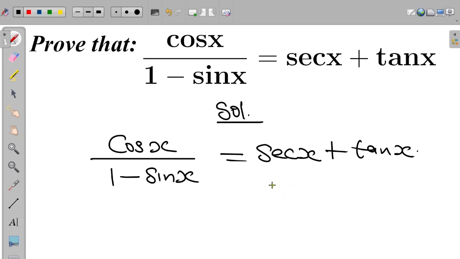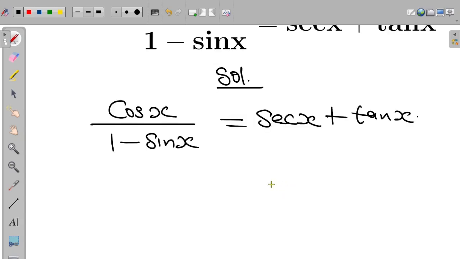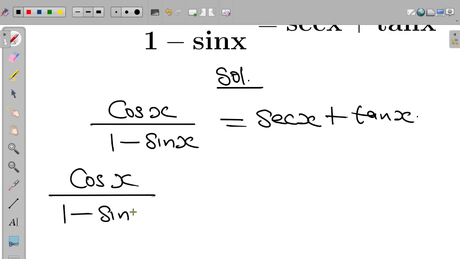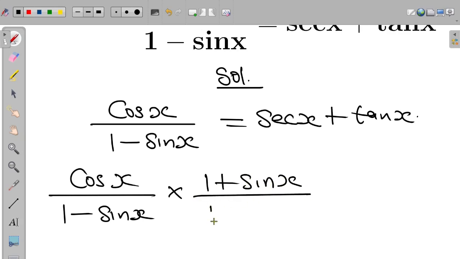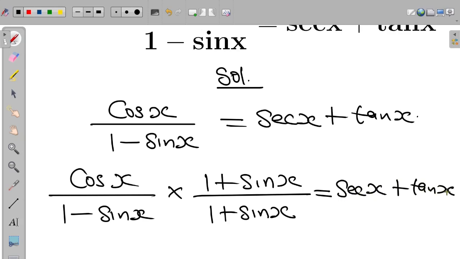Now, to simplify things at this point, we are going to multiply the left-hand side by the conjugate of the denominator. So we have cos x divided by 1 minus sin x, and we multiply by 1 plus sin x divided by 1 plus sin x. And we have to show that this is equal to sec x plus tan x.